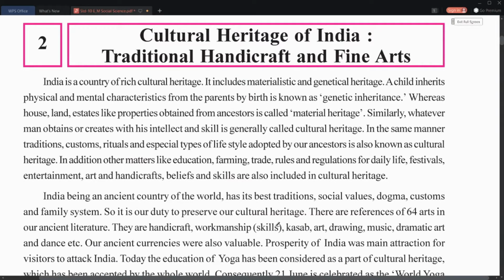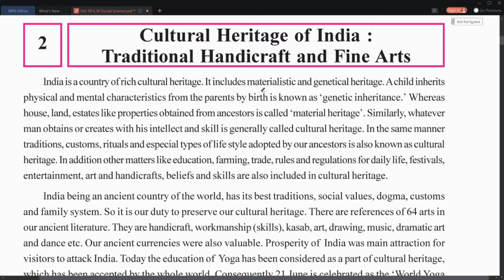Chapter number 2 of Social Studies. It is regarding cultural heritage of India that includes traditional handicraft and fine arts. So, heritage of India is quite varied, and particularly cultural heritage. We are going to study cultural heritage. India is a country of rich cultural heritage.